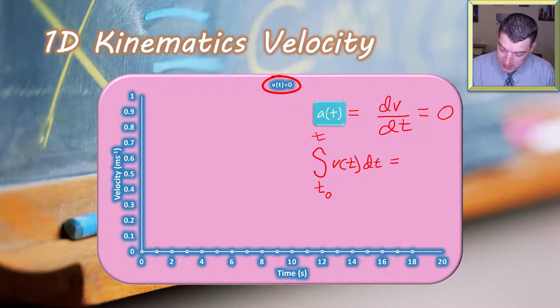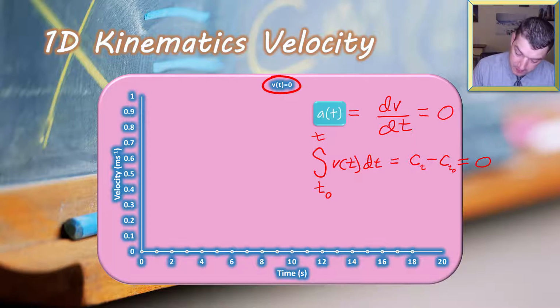What we find is that the integral of 0 is a constant c. So we'd have c at t, we'd subtract from that c at t naught, or a constant minus itself is always 0. So we find that your change in position, or displacement, for this velocity is 0.